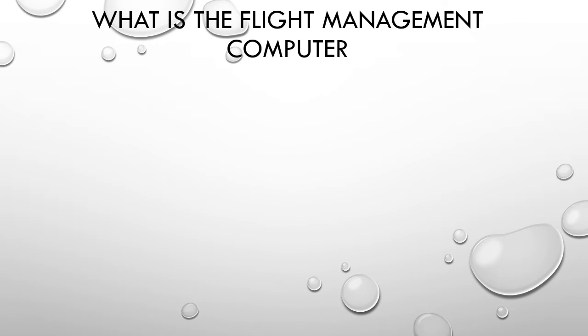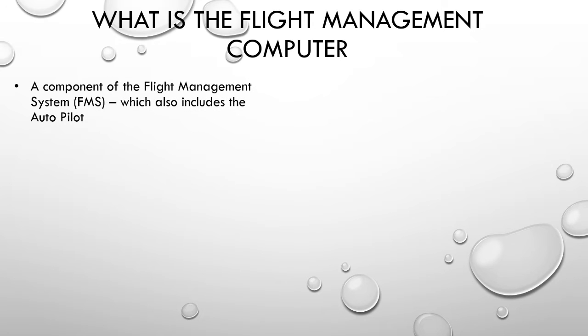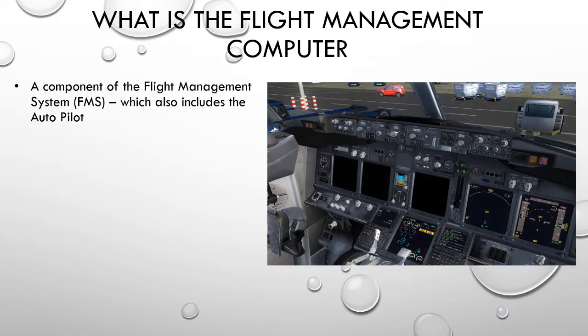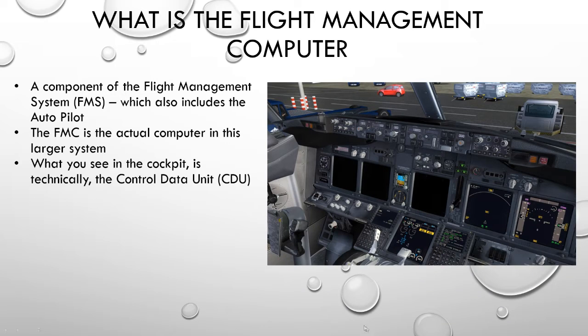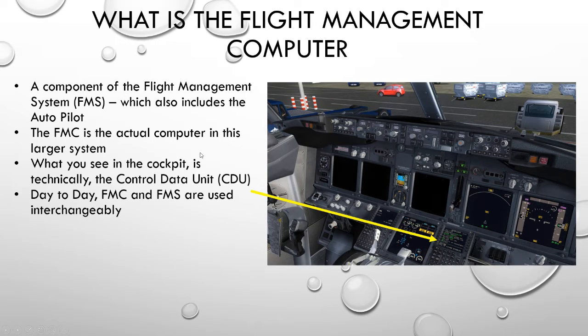All right, so what is a flight management computer? The flight management computer is actually a component of a larger system, which is a flight management system, which also includes the autopilot. When you go into an aircraft, what you're actually seeing is a CDU. That's this thing right here. Day to day, and for the rest of this presentation, FMS and FMC, flight management system, flight management computer, are largely used interchangeably. And what they're referring to is what we're seeing right here.